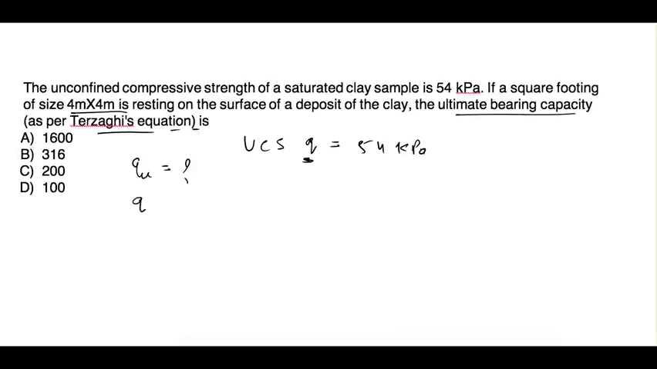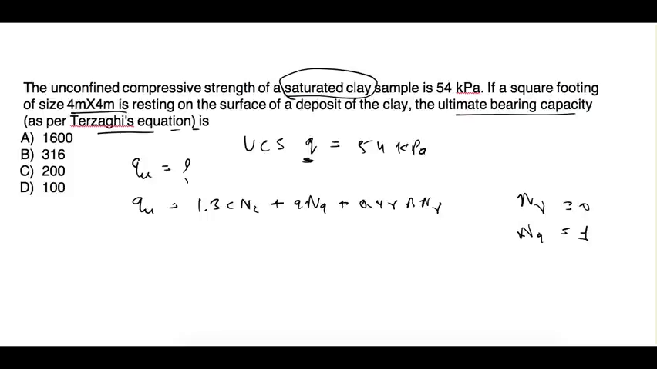For a square footing, what was the formula for ultimate bearing capacity? 1.3 cNc plus qNq plus 0.4 gamma B N gamma. But here we are talking about a saturated clay sample. For a saturated clay sample, N gamma is equal to 0 and Nq is equal to 1. So it is 1.3 cNc plus q. Now what else is given? It is resting on the surface of the deposit. It means that q is also equal to 0. So Qu is equal to 1.3 cNc.